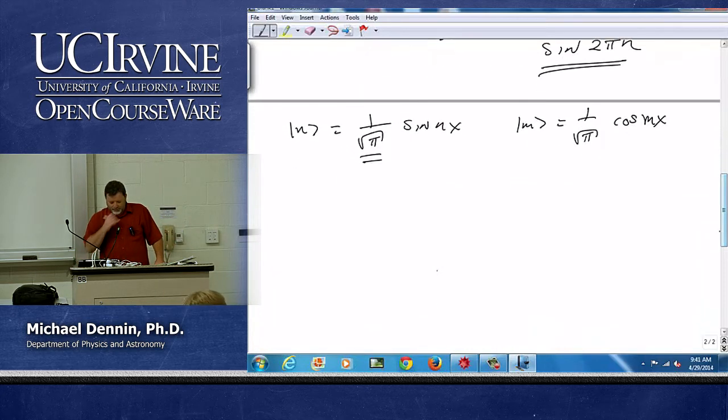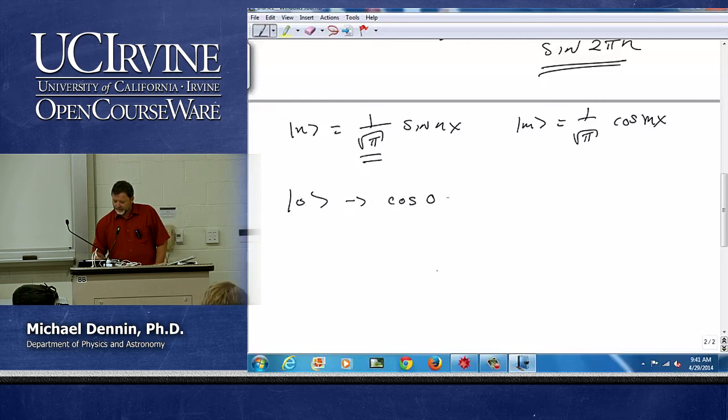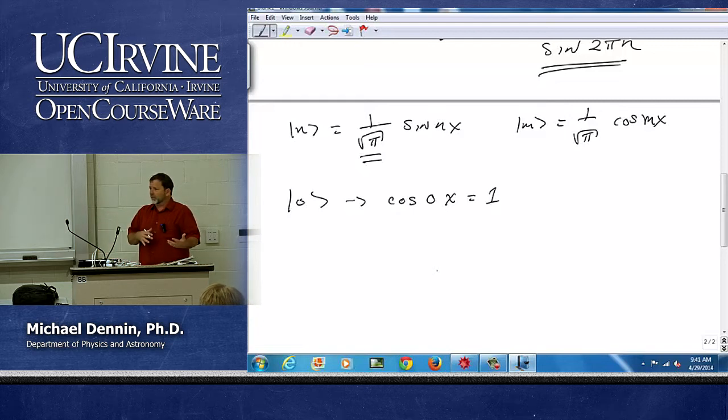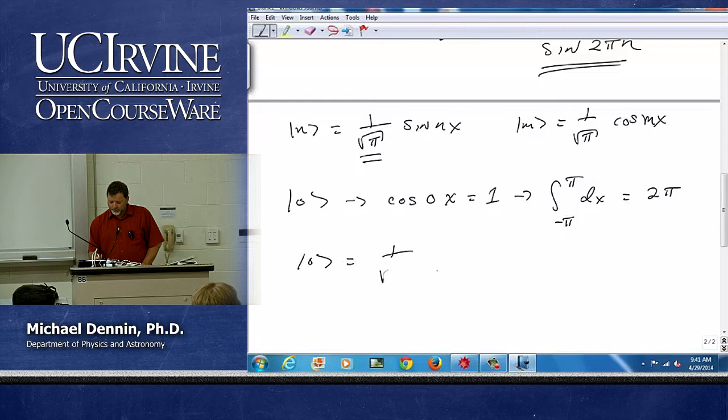Now, the tricky one, we do have to go back and check, and we realize we do have the case of m equals 0. This is our cosine 0x, which is 1. We don't have a sine 0, because what's sine of 0? 0. So that's not meaningful. But we do have this one. And for our normalization, we're now integrating from minus pi to pi of just dx. We don't have that factor of 1/2, so we're just going to get 2 pi. So the normalization for 0 is 1 over square root of 2 pi.